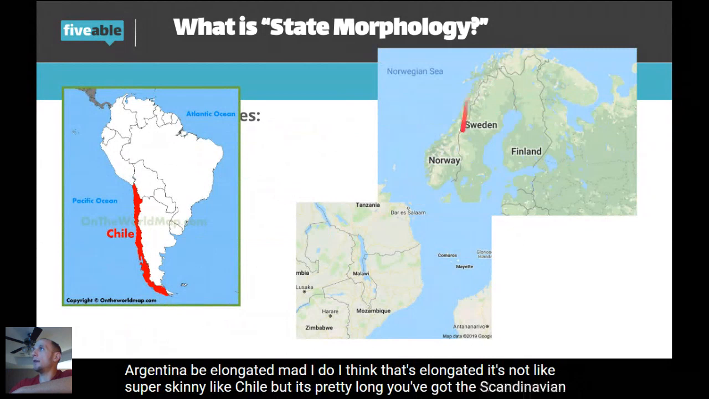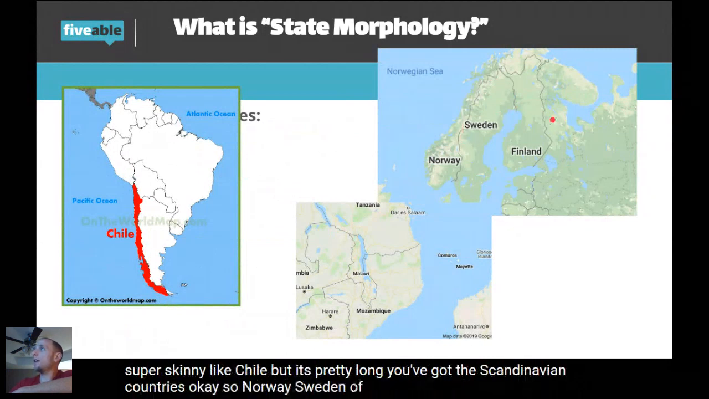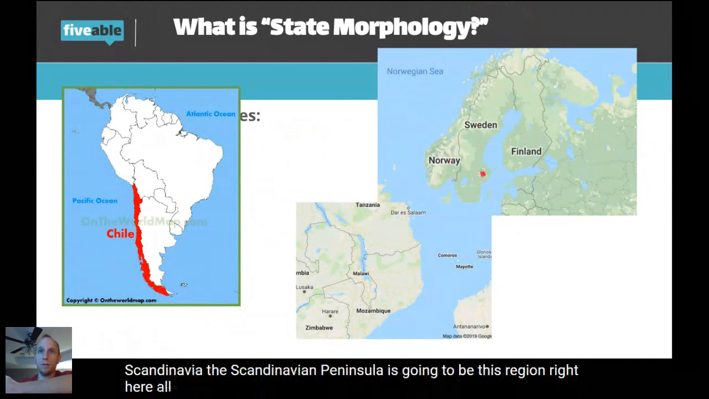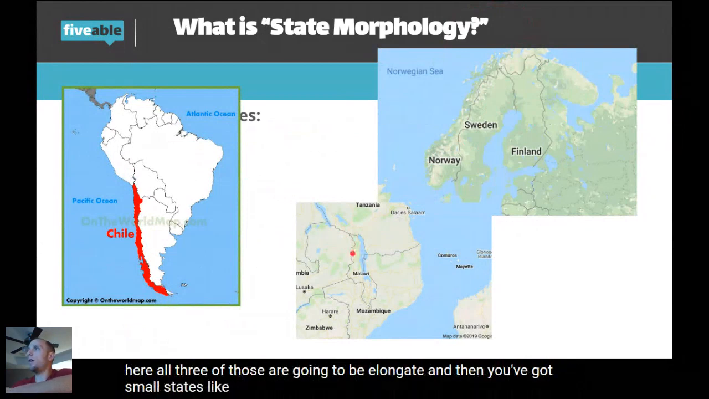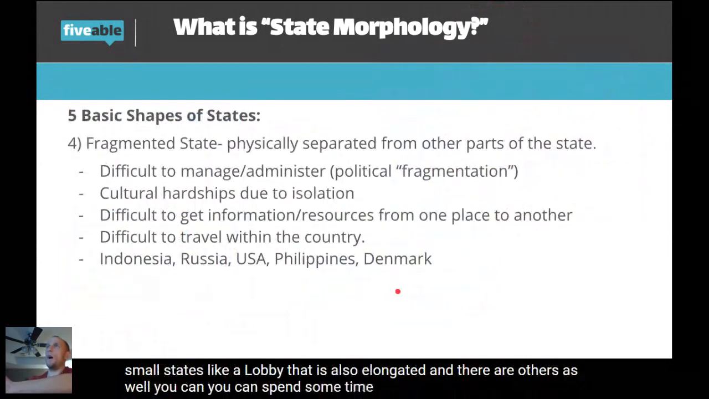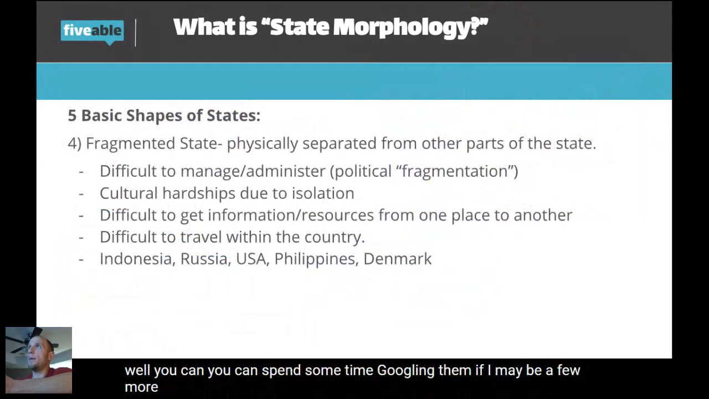You've got the Scandinavian countries, okay? So Norway, Sweden, and Finland are in what we call Scandinavia. The Scandinavian Peninsula is going to be this region right here. All three of those are going to be elongated. And then you've got small states like Malawi that is also elongated. And there are others as well. You could spend some time Googling them and find maybe a few more.